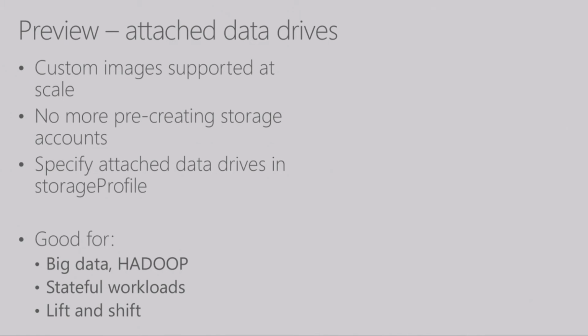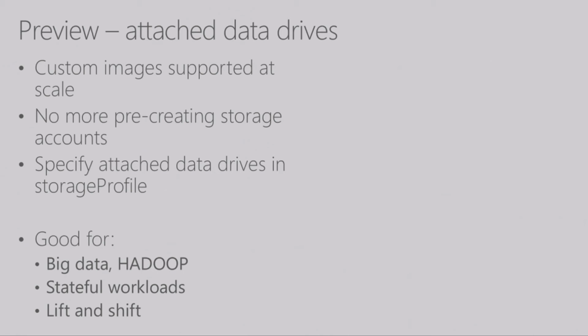So we give you the capability to attach data drives to your VM scale set. But along with that, in the same work, we've made some other improvements as well, such as custom images supported at scale. Today, when you create a scale set based on a custom image, one that you build and bring to Azure, as opposed to one that we have in the gallery, it is limited to 40 VMs. As this is rolling out, this will no longer be the case. We will now be able to support custom images at scale. There's also no more need to pre-create storage accounts for these disks. It all just works behind the scenes.